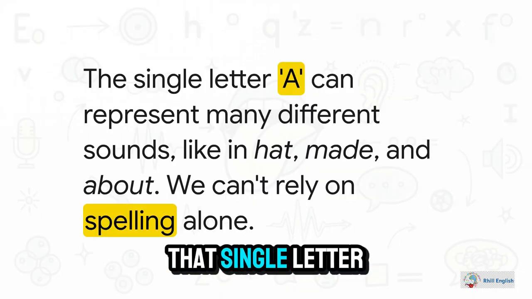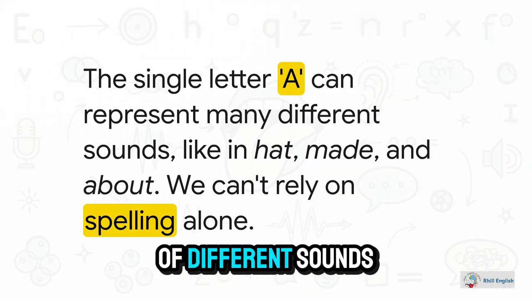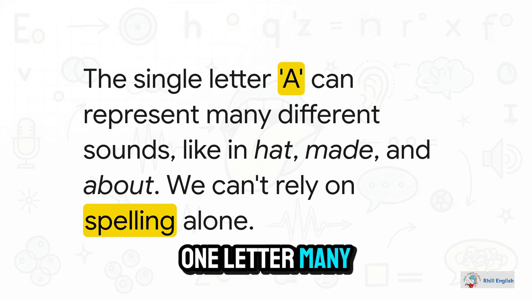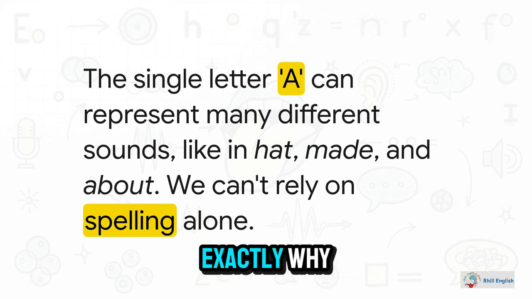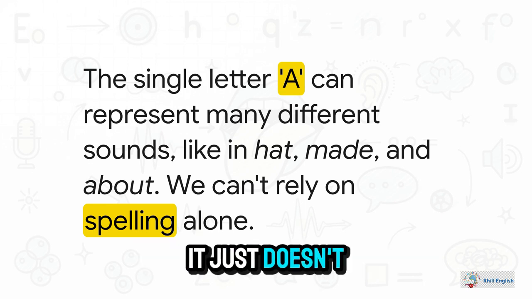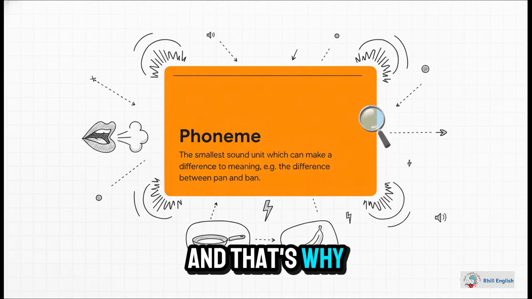Because of course, that single letter A can make a whole bunch of different sounds. It can be the A in hat, the A in made, or that weak sound in about. You see, one letter, many sounds. And this is exactly why we can't just rely on spelling to teach pronunciation. It just doesn't work. And that's why we need to focus on phonemes, not letters.